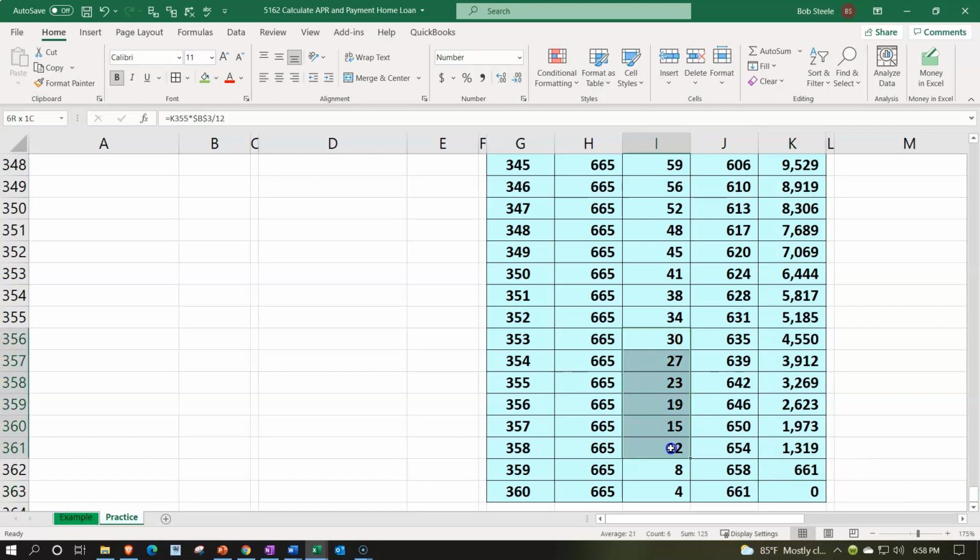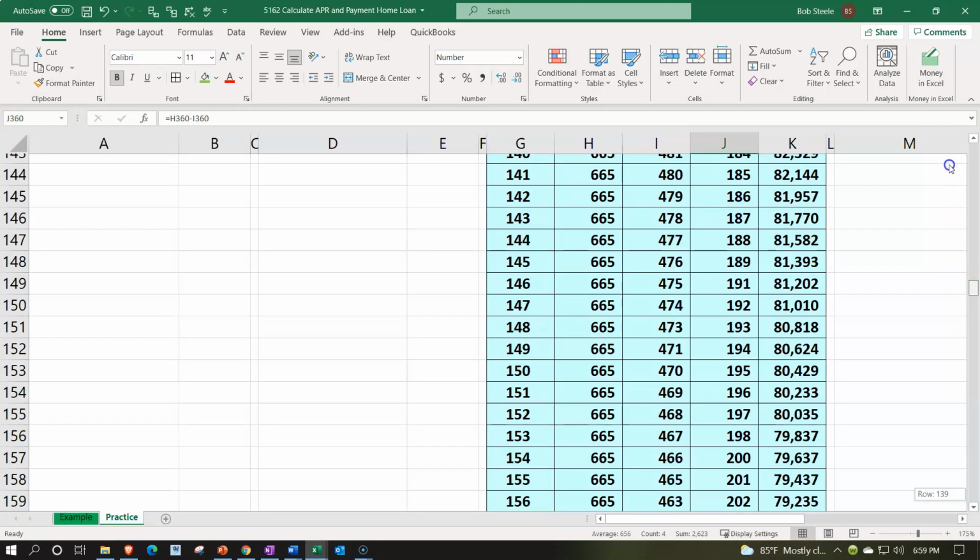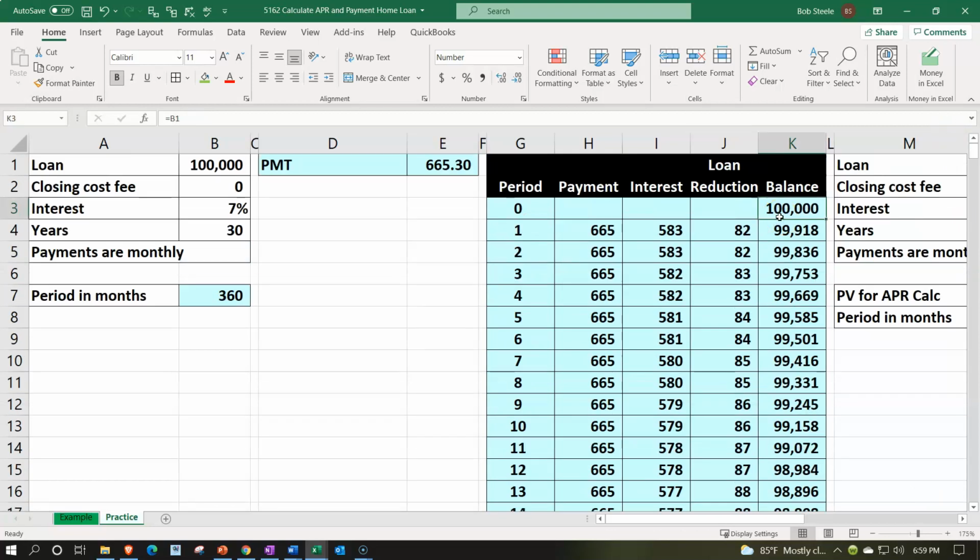You can see the interest is going down to nothing, and you can see the amount that's going to be the reduction in the principal going up as you make the payment. So this gives you that nice breakout of what's actually happening on a year-by-year basis.